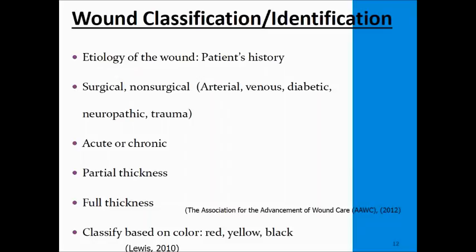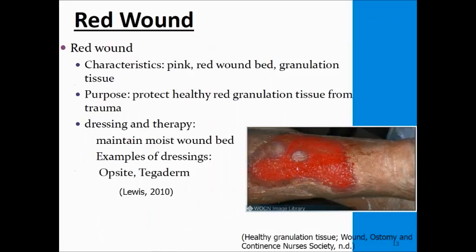You can also classify the base of the wound based on the color. So is it red, yellow, or black? Yellow or black is going to indicate to someone reading the assessment that there's necrotic tissue. And all the colors can be present in the wound as well. So when you're describing a red wound, you're describing healthy granulation tissue. And the purpose of the treatment is to prevent contamination. You want to prevent infection. You also want a moist wound environment for optimal wound healing and epithelialization.